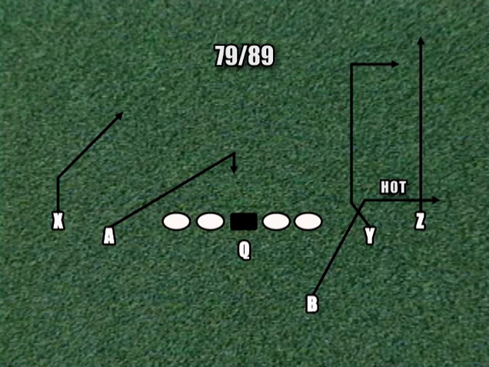Our A receiver is going to come back inside just like on the stick route, our 1 route, and he's going to replace the Mike linebacker. Our X receiver is the hot receiver. He'll run a slant unless he's given another hand signal to change his route.